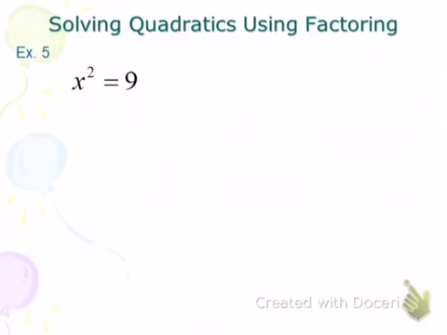What do you square to get 9? 3. Or negative 3. Yeah, so you can see the solutions, right? 3 or negative 3 would work. Let's see if the factoring confirms those 2 solutions.